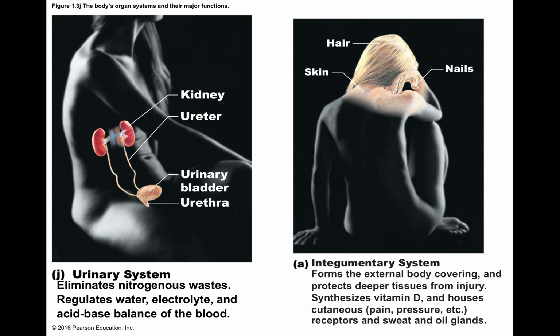Some of the main functions associated with the integumentary system are creation of vitamin D from sunlight. You have receptors that give you the sense of touch, or somatosensory. It also enables you to protect yourself from environmental harms such as bacteria, viruses, and infection.